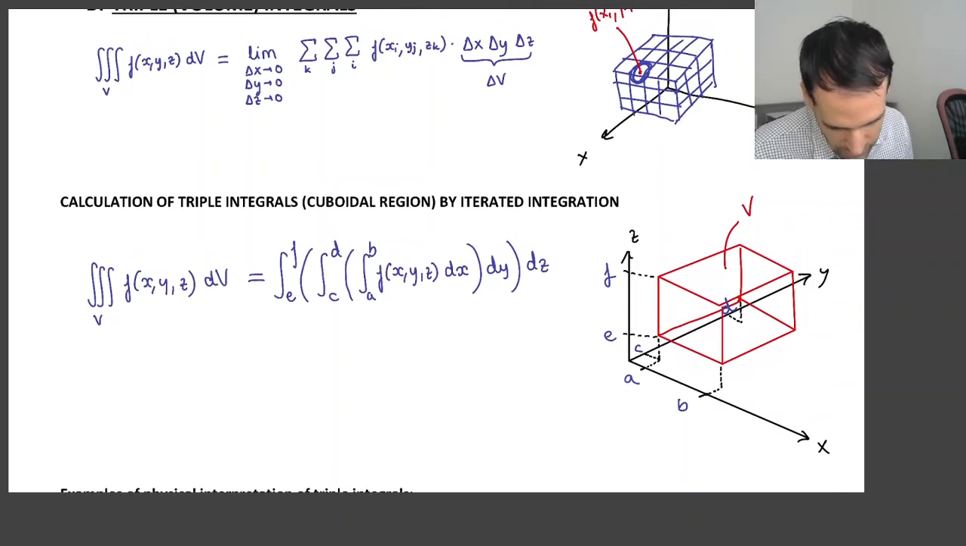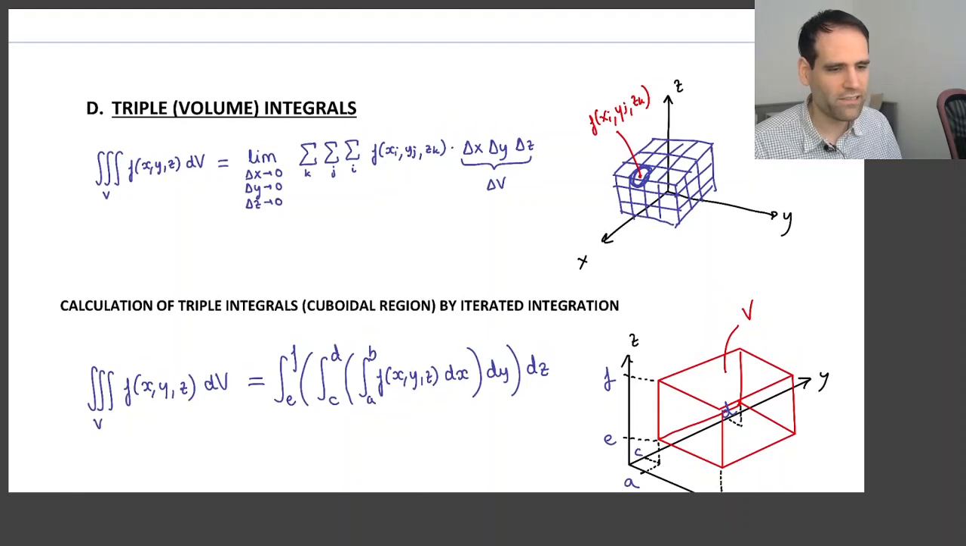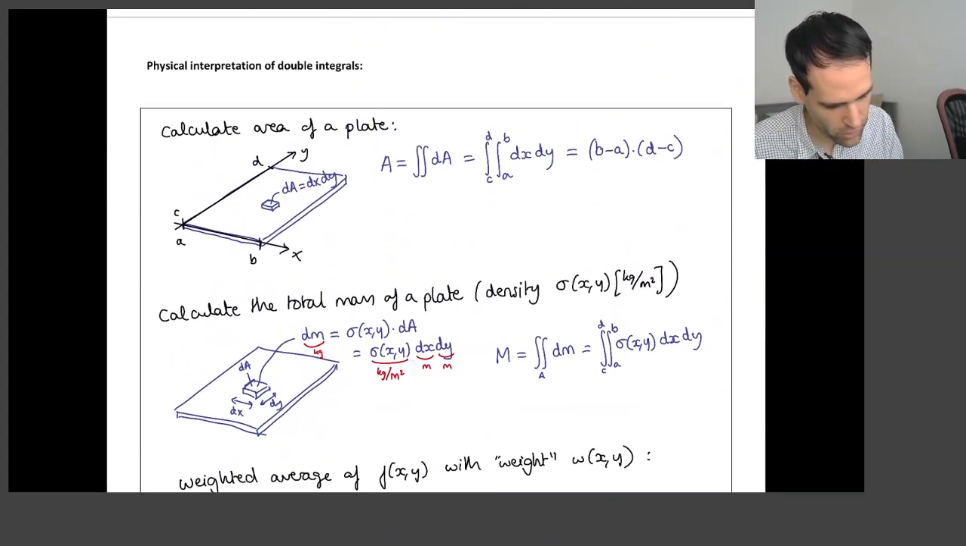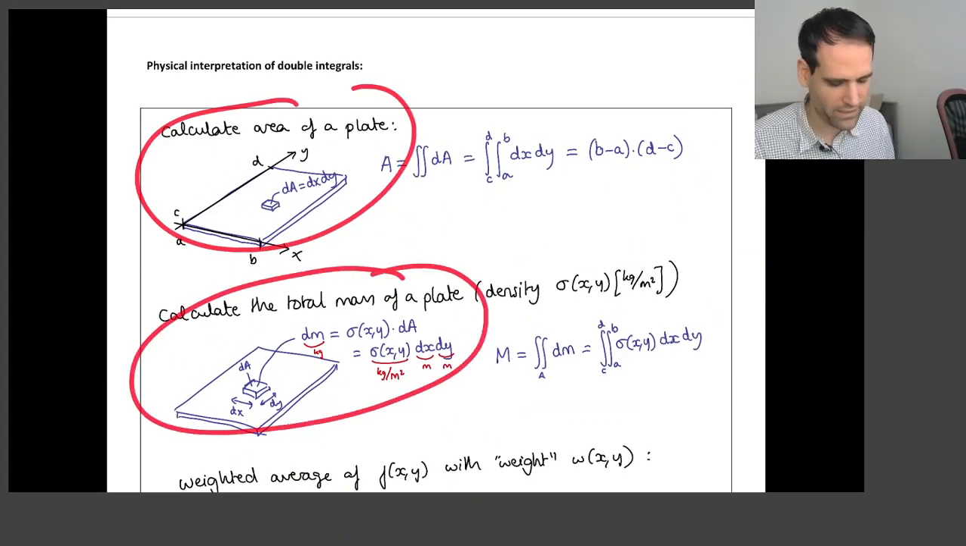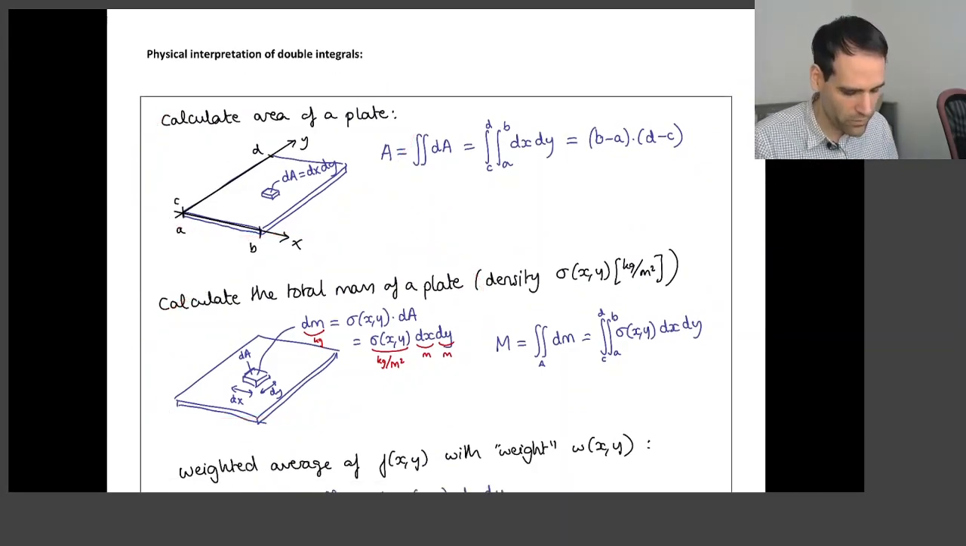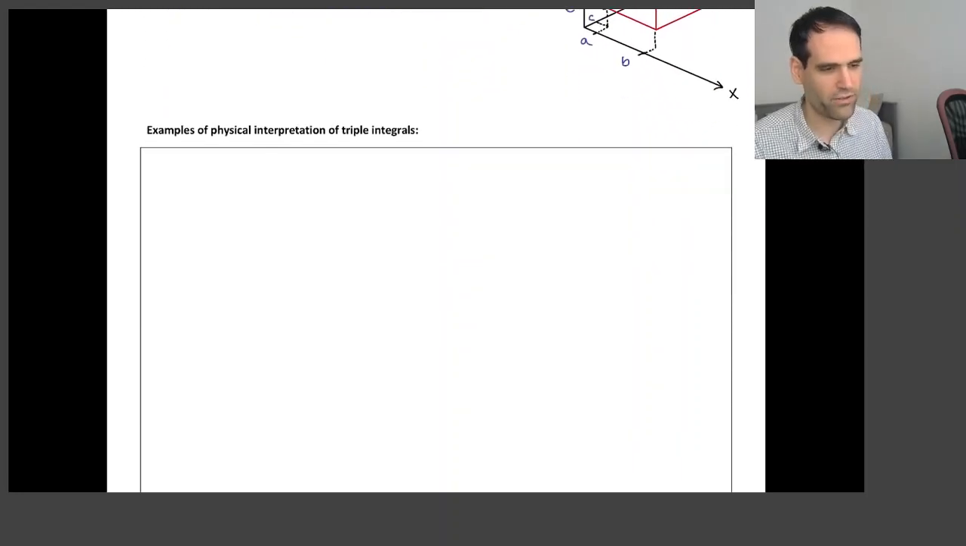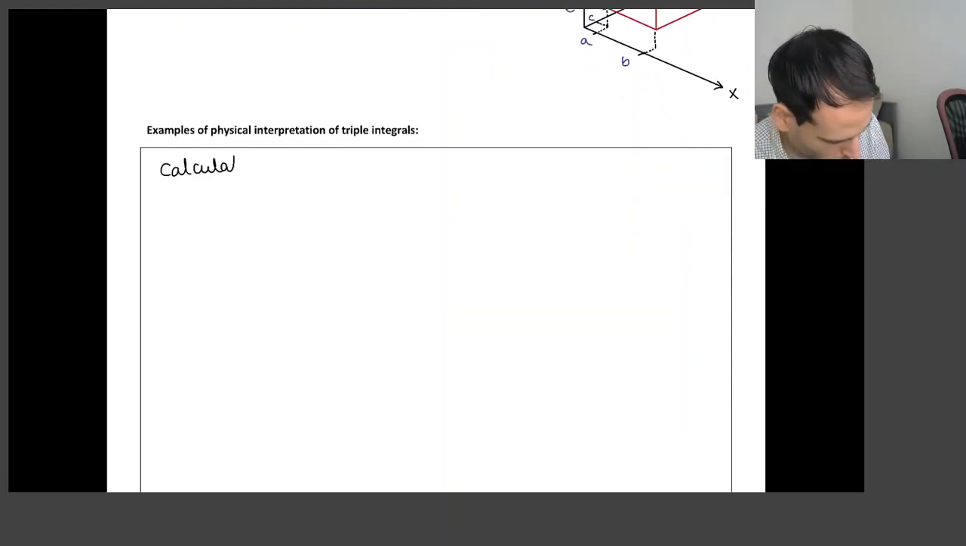Now, the only tricky part of triple integrals is to try to understand what they mean, so how to visualize what they are telling us. That's why I really wanted to focus on calculating the area of a plate and the total mass of a plate using a double integral. So now we can do the same thing in 3 dimensions: calculate the volume of a cube.